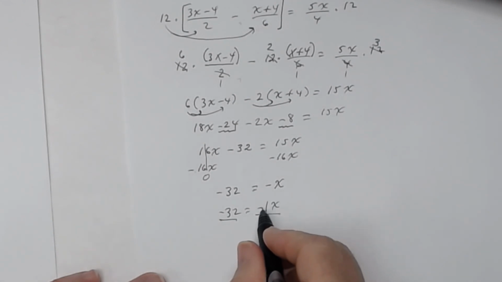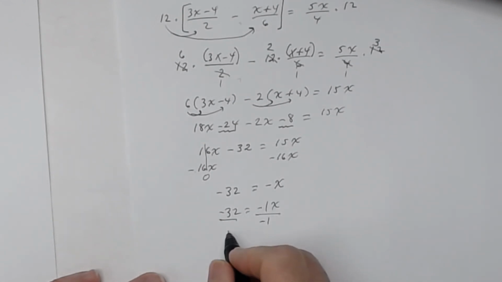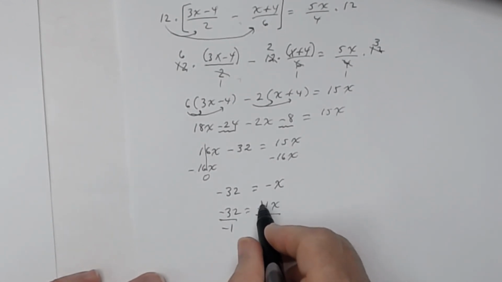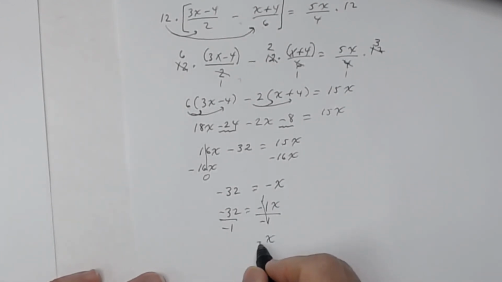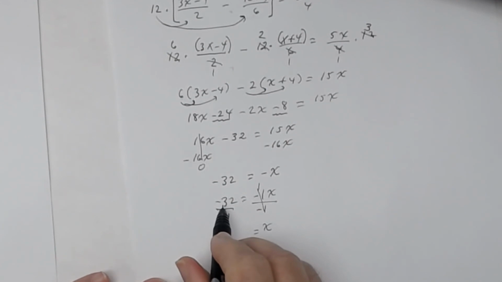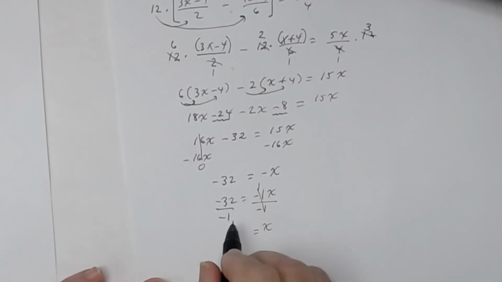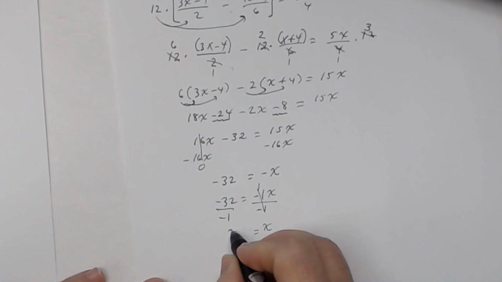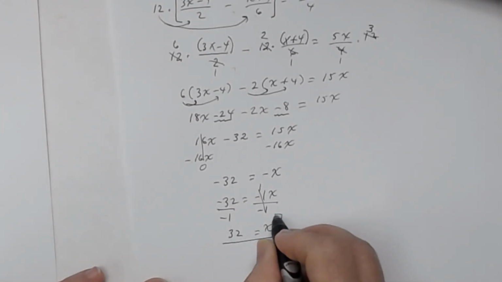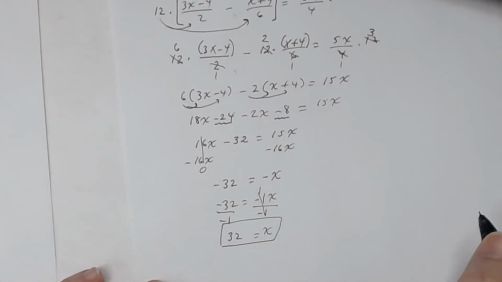Since I'm multiplying x by negative 1, the opposite of multiplication is division. Negative 1 divided by negative 1 is 1, and 1 times x is x, so I have x now. Negative 32 divided by negative 1, remember, negative divided by negative is a positive, and you want to simplify whenever you can. So negative 32 divided by negative 1 is a positive 32. And there's your solution. So that was number 12.